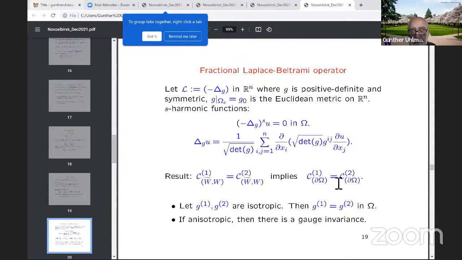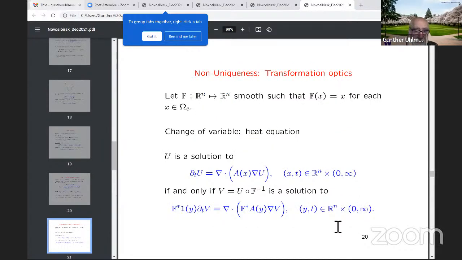And so the result implies this. In particular, if they are isotropic, then we know by theorems that have been proven for the isotropic case in any dimension bigger or equal than 2, then the metrics are the same. If it's anisotropic, there is a gauge invariance. So let me explain. This is related to what's called transformation optics in cloaking.